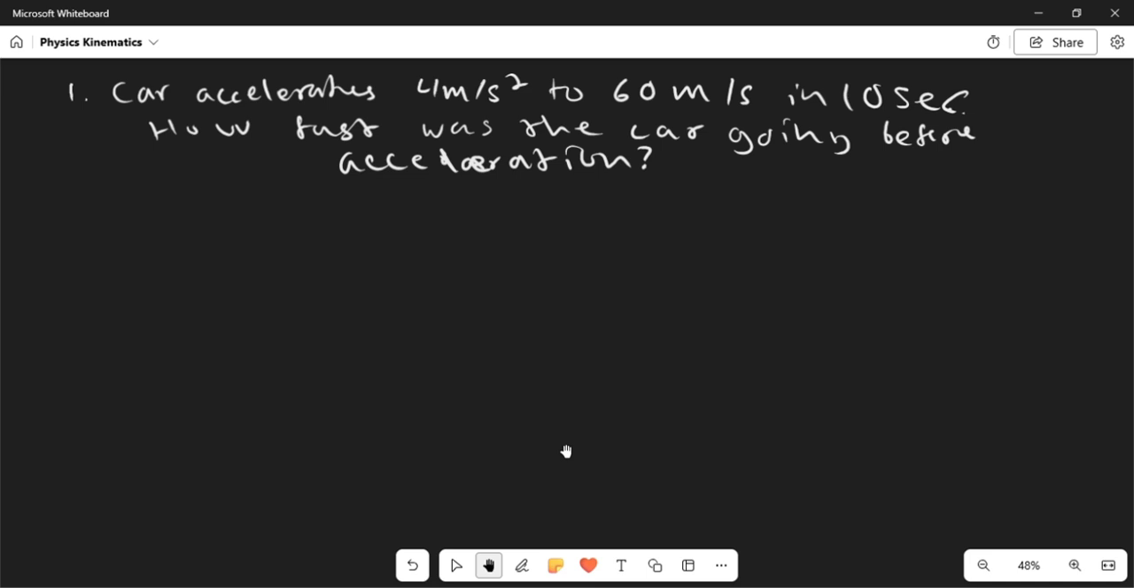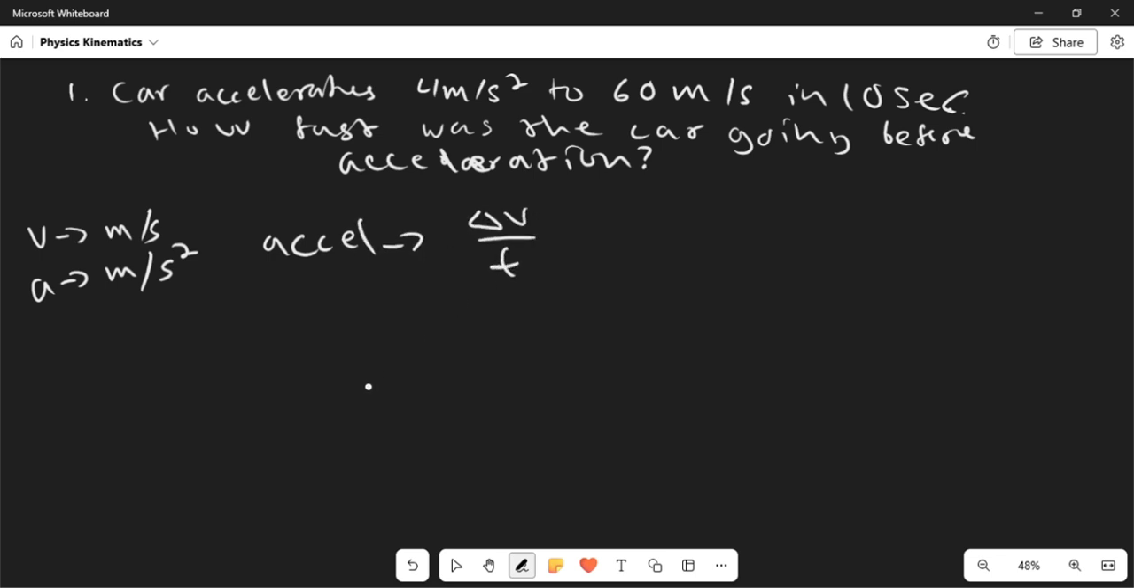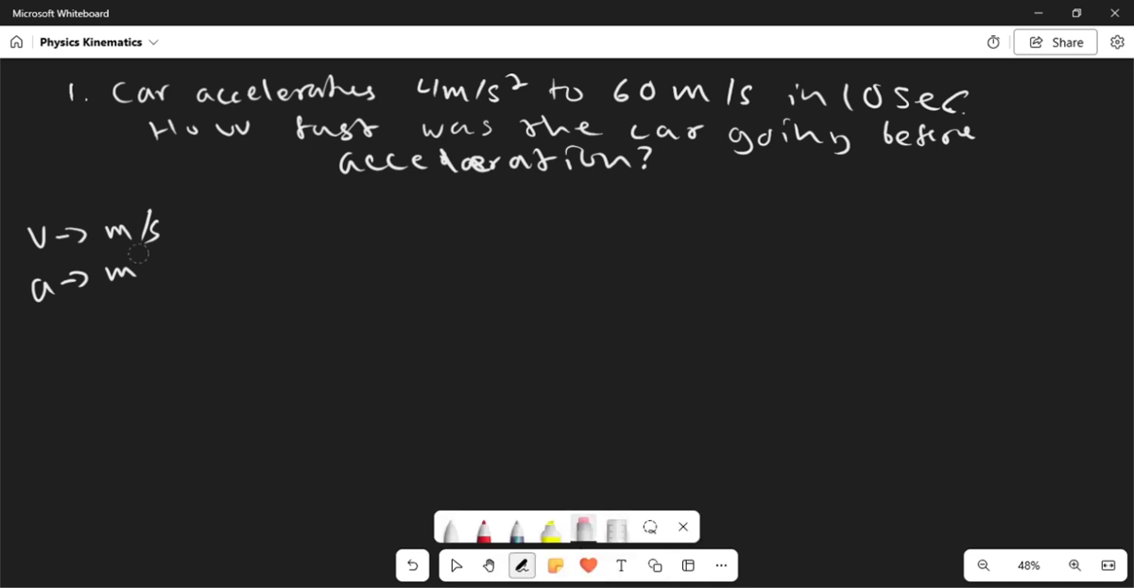Okay, so one of the things we need to understand is that velocity is measured in meters per second. Acceleration is measured in meters per second squared, because acceleration is just the change in velocity over time. So that means it's going to be meters per second squared. Just don't worry about that now, but keep that in the back of your brain. These are the units that we're going to measure these things in.